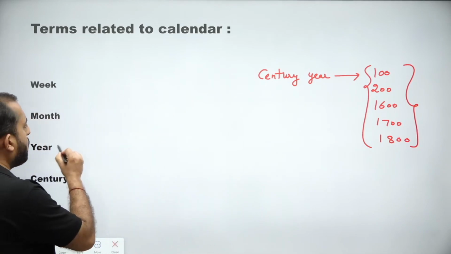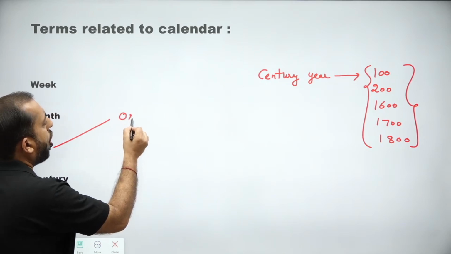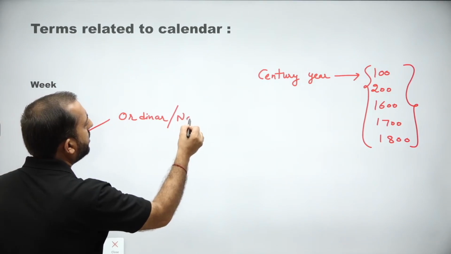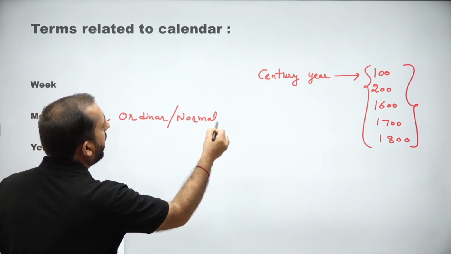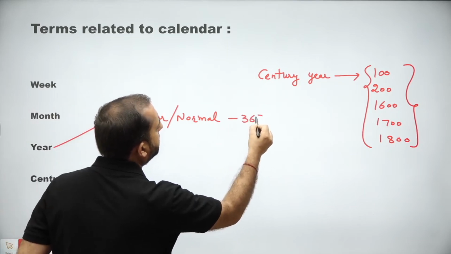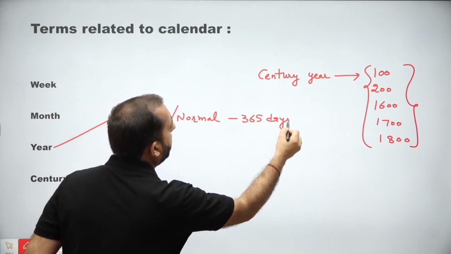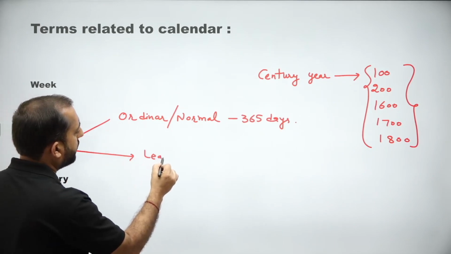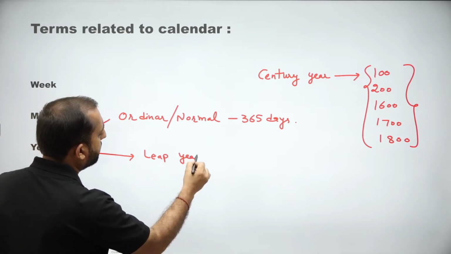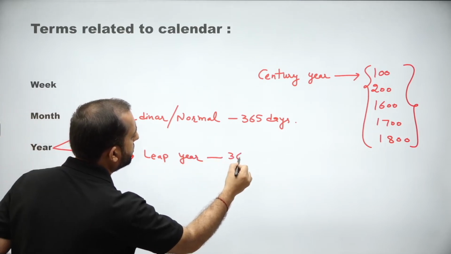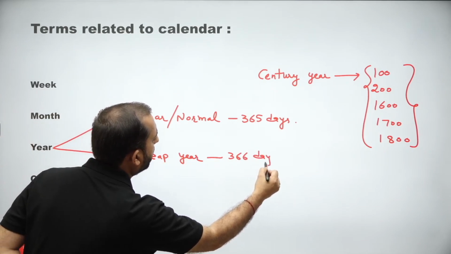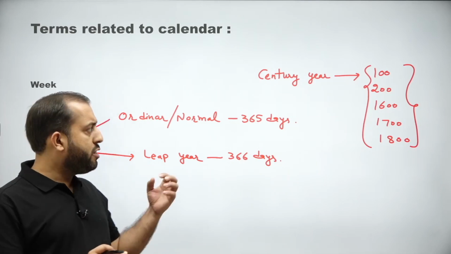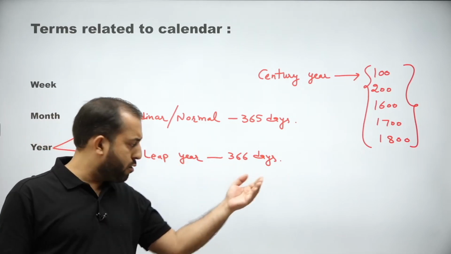Now in years, we have two kinds of year, ordinary or normal year having 365 days, and leap year having 366 days. So all these points are very important. You should know these. Let's move forward.